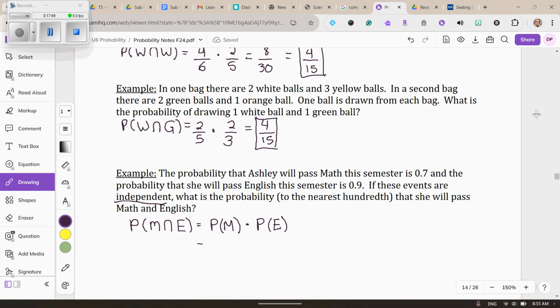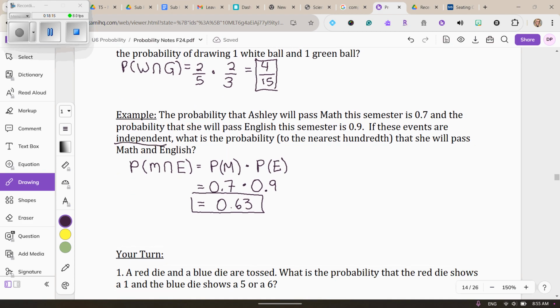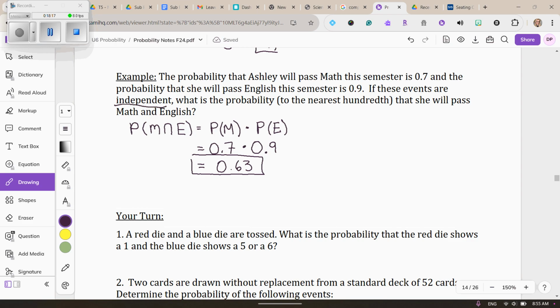Remember that probability can be written as decimals. So here we have the decimal form. So probability she will pass math is 0.7. And we are going to multiply that by the probability she will pass English. Okay, when I multiply those together, I get 0.63. So there's a 63% chance that she passes both math and English because they are independent events.